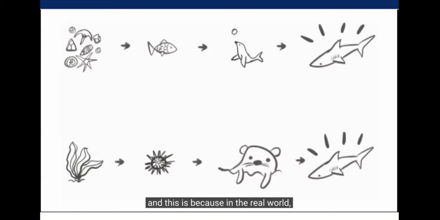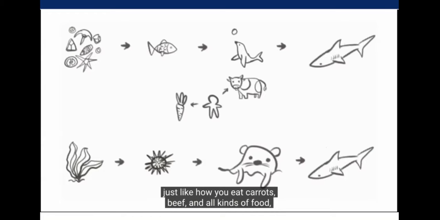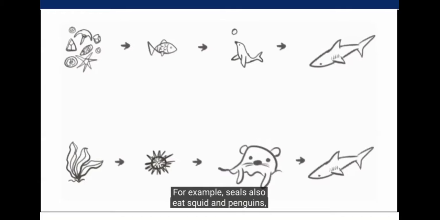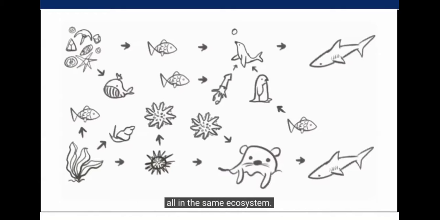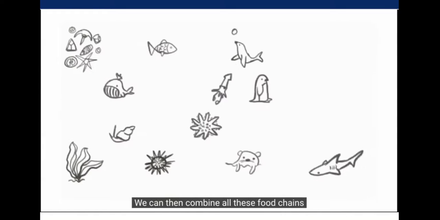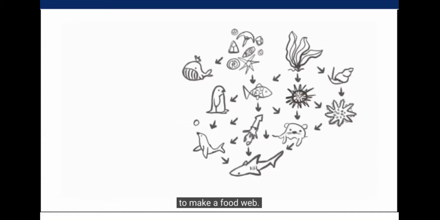and this is because in the real world, just like how you eat carrots, beef, and all kinds of food, other animals also eat many different things. For example, seals also eat squid and penguins, and seaweed's also eaten by fish and snails. So we have many different food chains all in the same ecosystem. We can then combine all these food chains to make a food web.